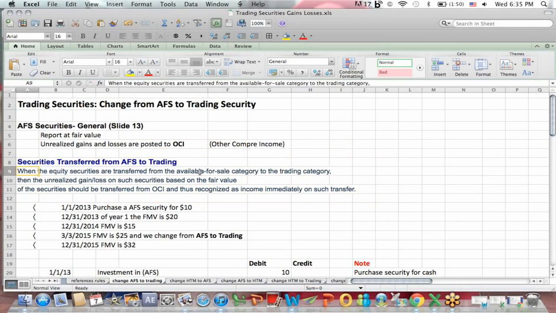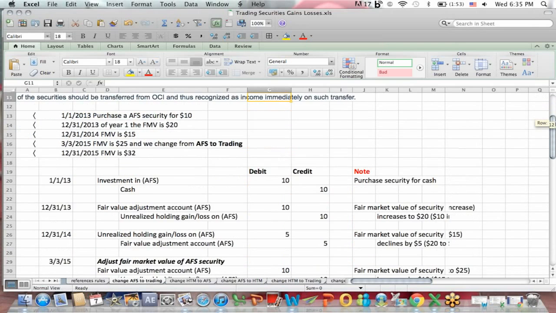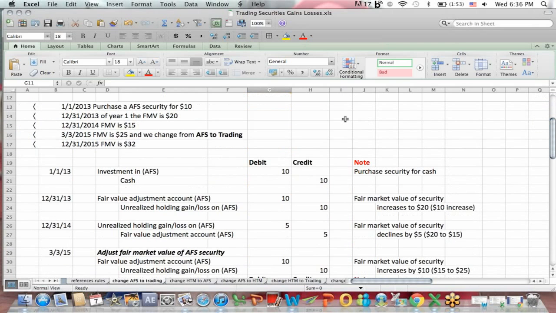What this says is when equity securities are transferred from available for sale to trading, the unrealized gain or loss on such securities based on fair market value should be transferred from OCI and recognized in income immediately upon transfer, because trading securities, as we'll find out later, have their unrealized gains and losses go straight into income. So since you're switching to a trading security type, the research says that we recognize the income immediately when we transfer. So here's our transaction, and this is going to be the same transaction throughout all these examples.